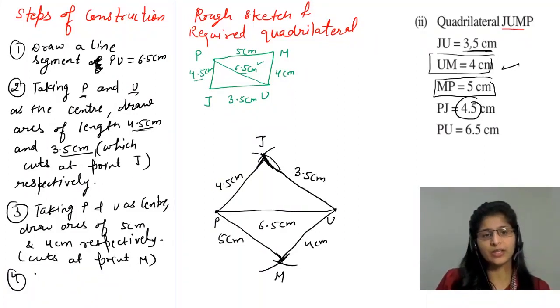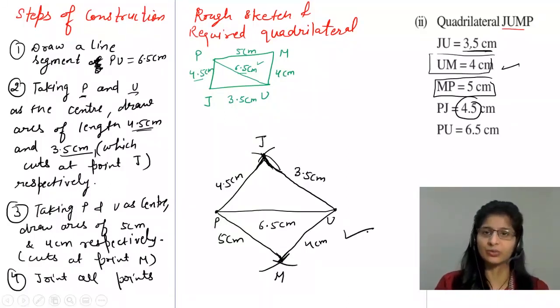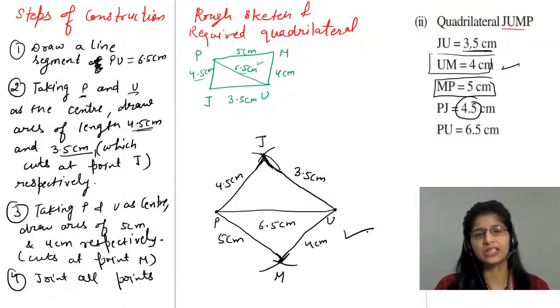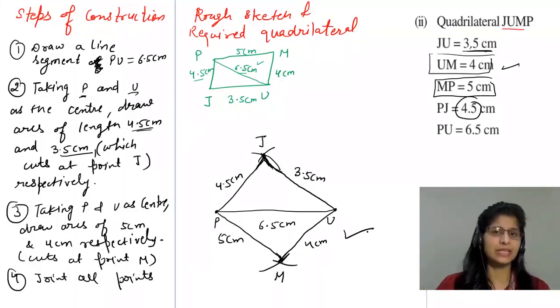Now the fourth step will be: join all points. That's all we have done. And what is the required quadrilateral? JUMP is the required quadrilateral that we have got. So it depends on you how you write the steps of construction. Like I have included the two arcs in one step. You can form separate steps also.